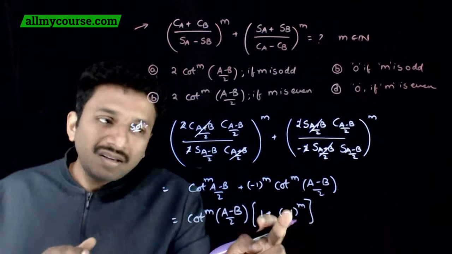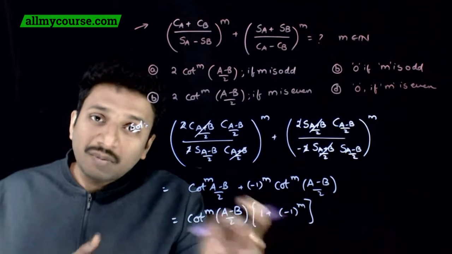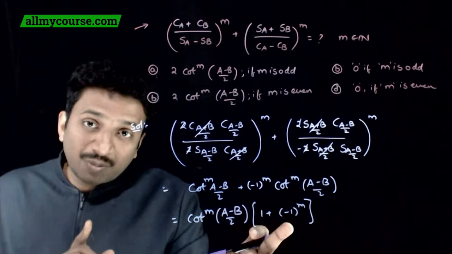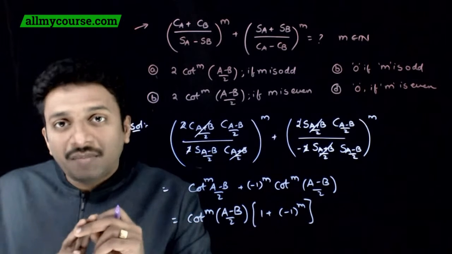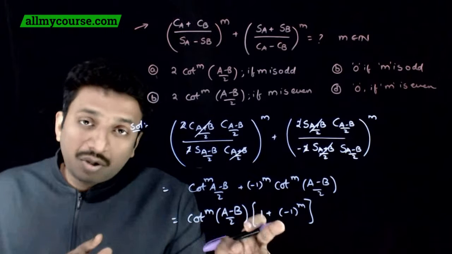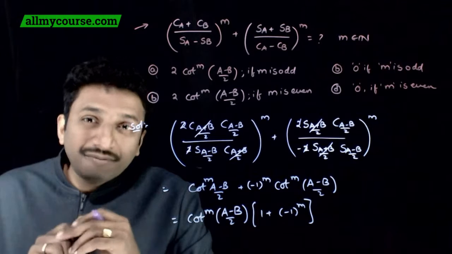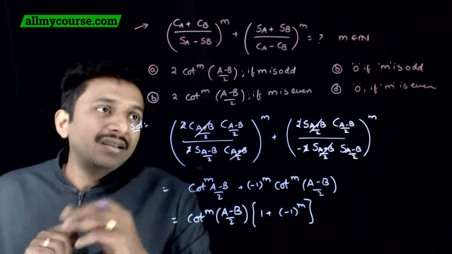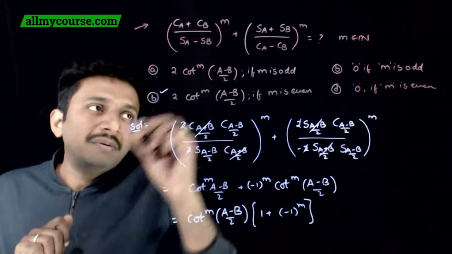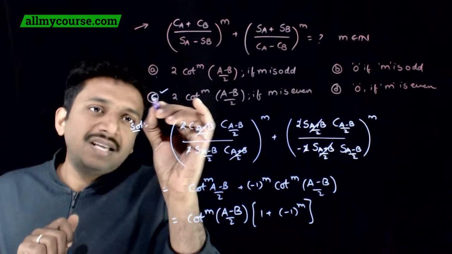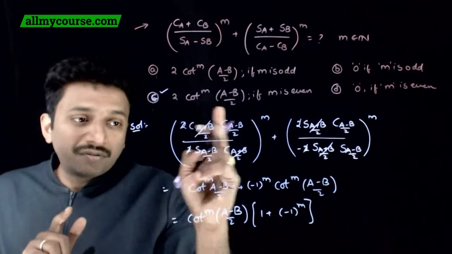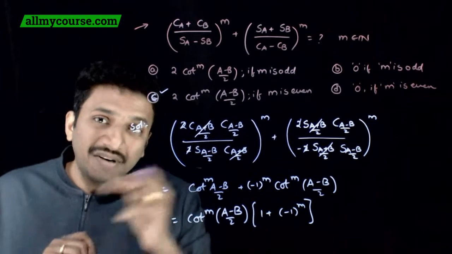If m is even, it becomes plus 1. So 1 plus 1 becomes 2. So the expression becomes 2 cot^m((A − B)/2). So 2 cot^m((A − B)/2) if m is even, right? So option C is right: 2 cot^m((A − B)/2) if m is even.